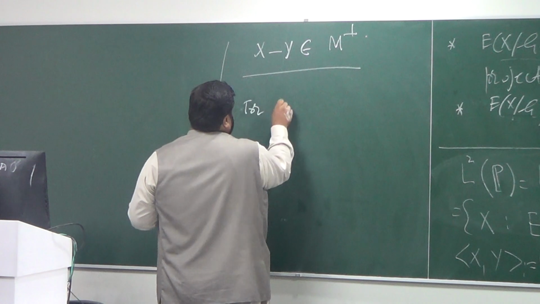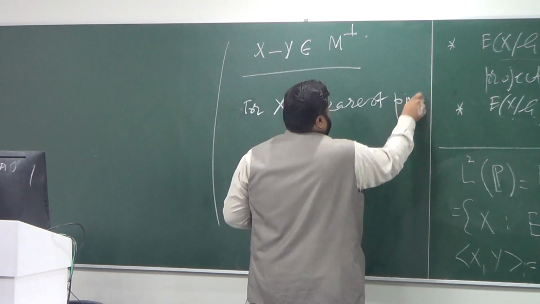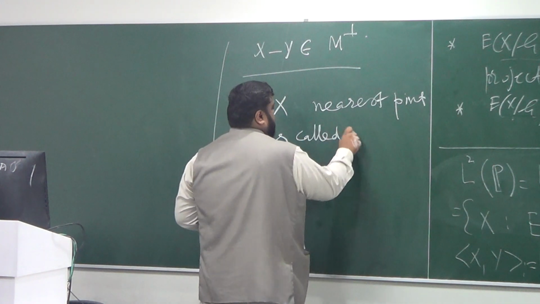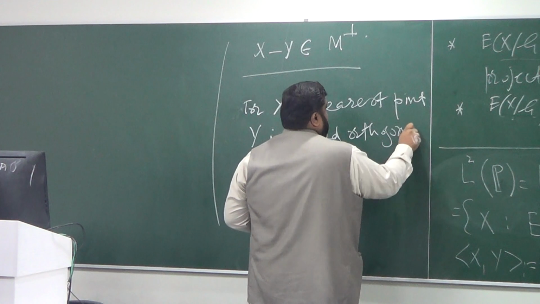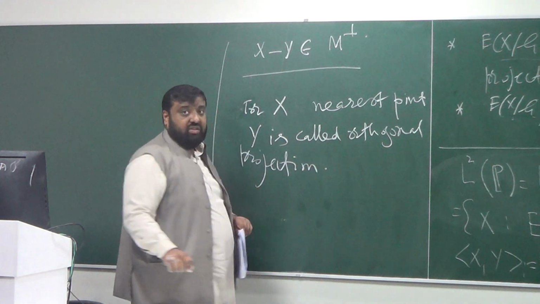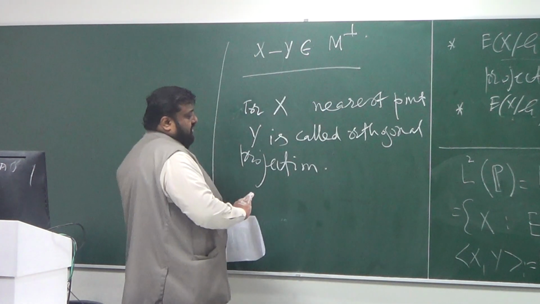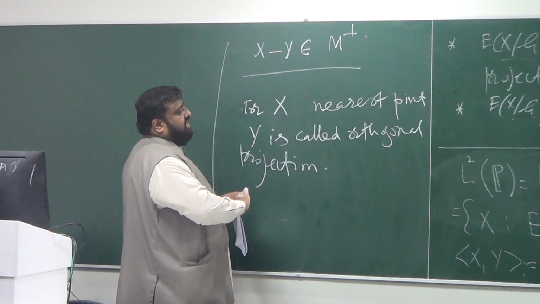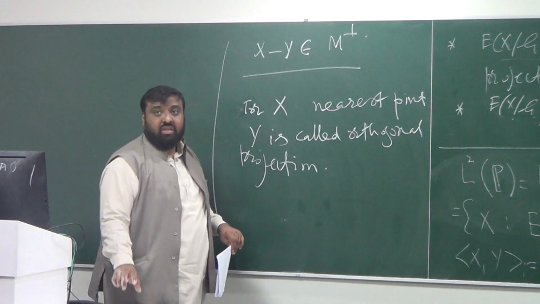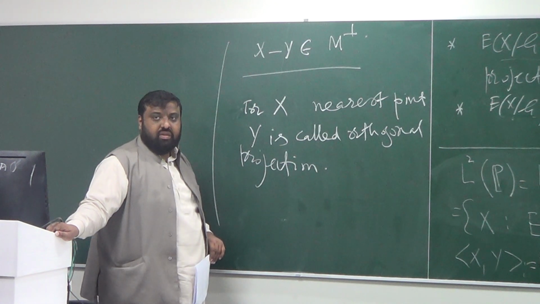And because of this, you say that for x, this nearest point y is called the orthogonal projection. So what you are doing is orthogonally projecting the entire Hilbert space onto a closed space. The way we used it, orthogonal projection was a map, taking a point from the parent space to the subspace.